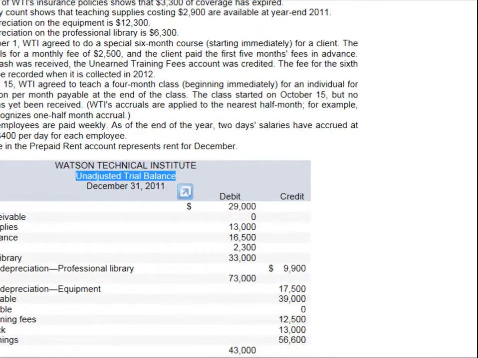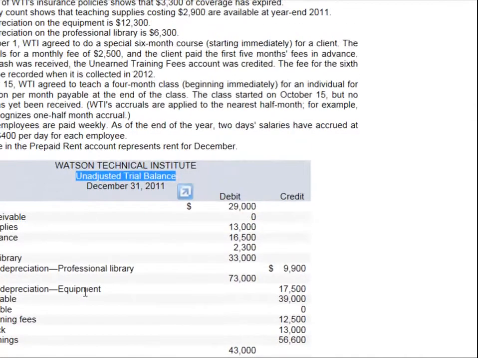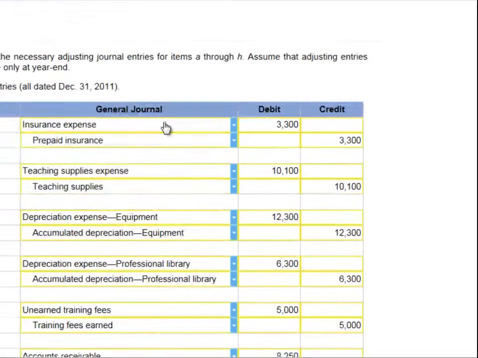C, annual depreciation on the equipment is $12,300. The good news there is that is the entry. $12,300 debit and credit. Make sure to debit your depreciation expense for the equipment and credit accumulated depreciation for that same equipment. D, more of the same, annual depreciation on the professional library. So the key thing here is it's a different asset now, $6,300. Debit and credit $6,300. Make sure to pull down the professional library this time for both the expense and the accumulated depreciation.